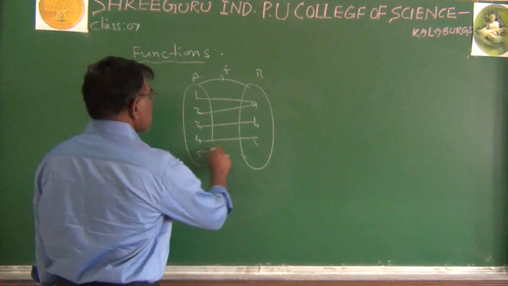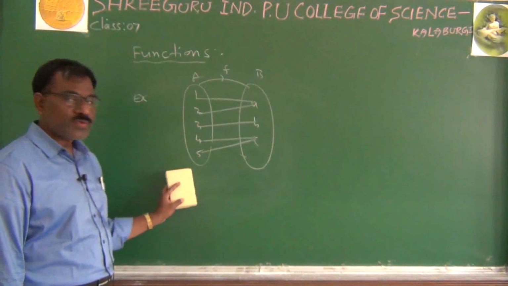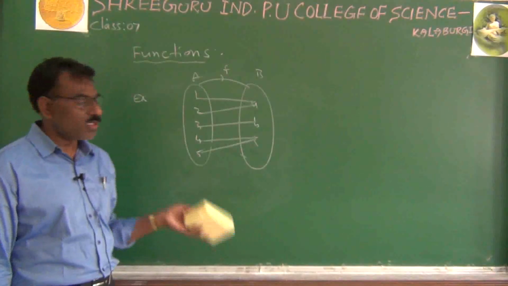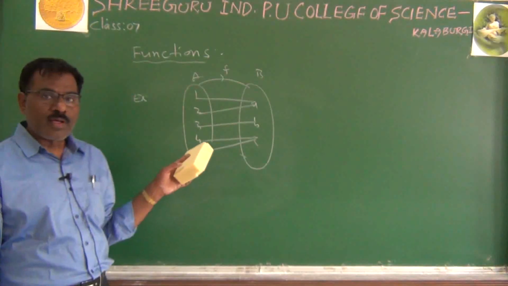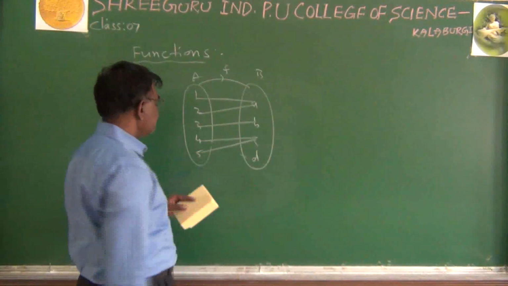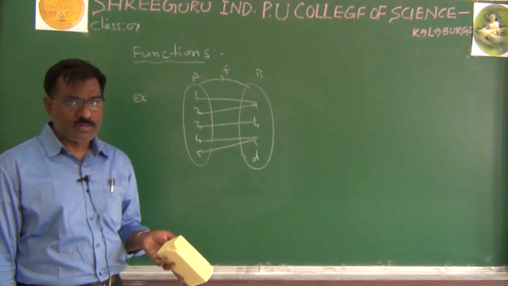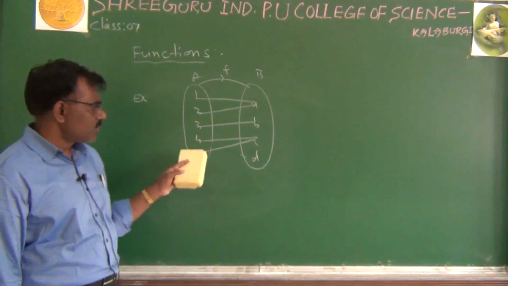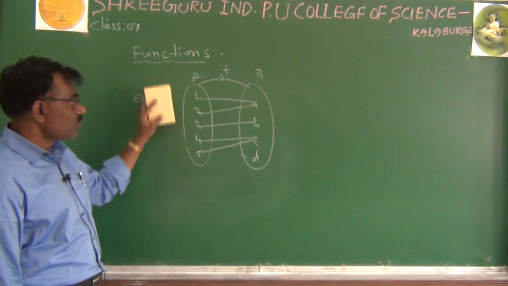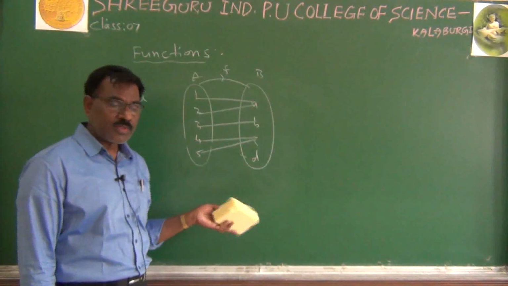Even if you take this, for example, all the elements are associated and to unique elements in set B, now it is called a function. Even if you take this D, this is also a function. Here D has no image, but for a function you see the set A only. This is also called a function.